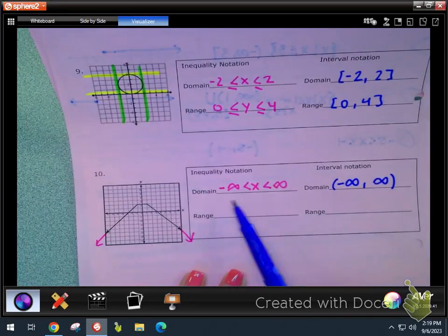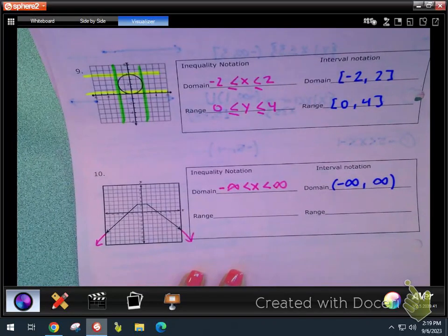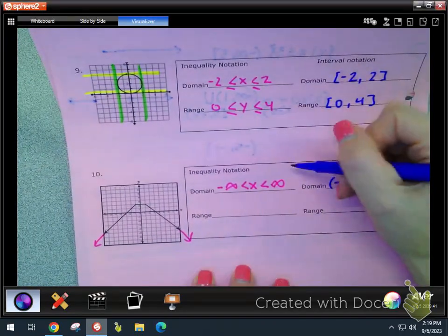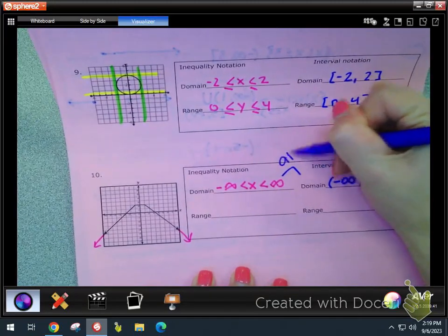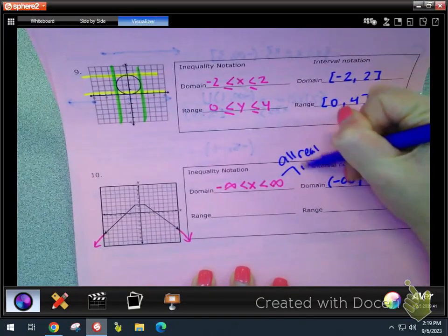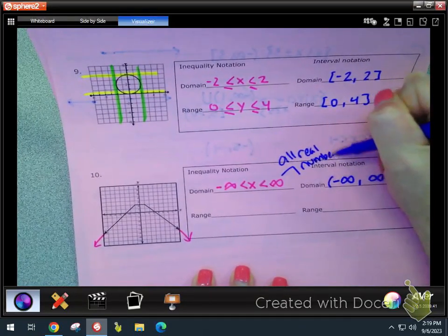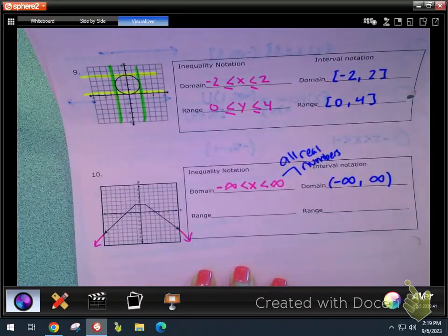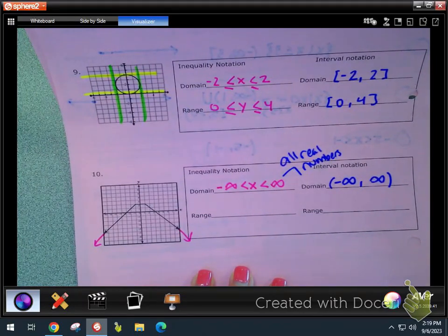If you have intervals or inequalities involving negative infinity to positive infinity, after this test, I'm totally fine if y'all write that as all real numbers. But if I'm asking for the specific notation, I need that. Do y'all know what that means? All real numbers? All of them. No stopping points. No boundaries.